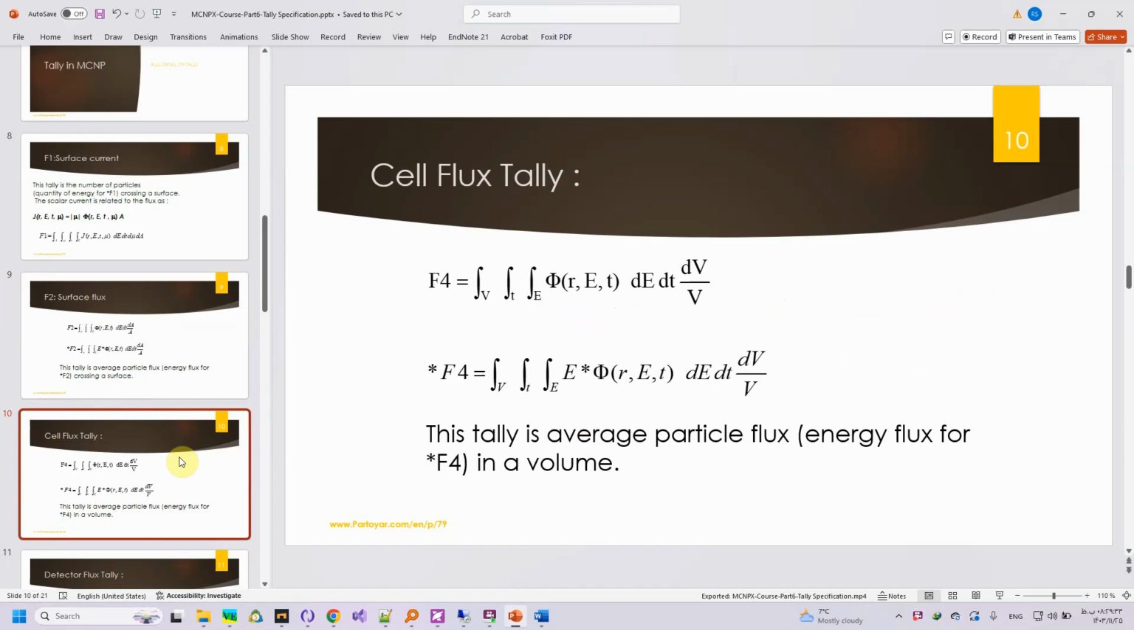The next parameter is the F4 tally. F4 is the flux over the volume. Here is F4 over the volume, and if we use *F4, it means the product of E and flux, so the result will change.